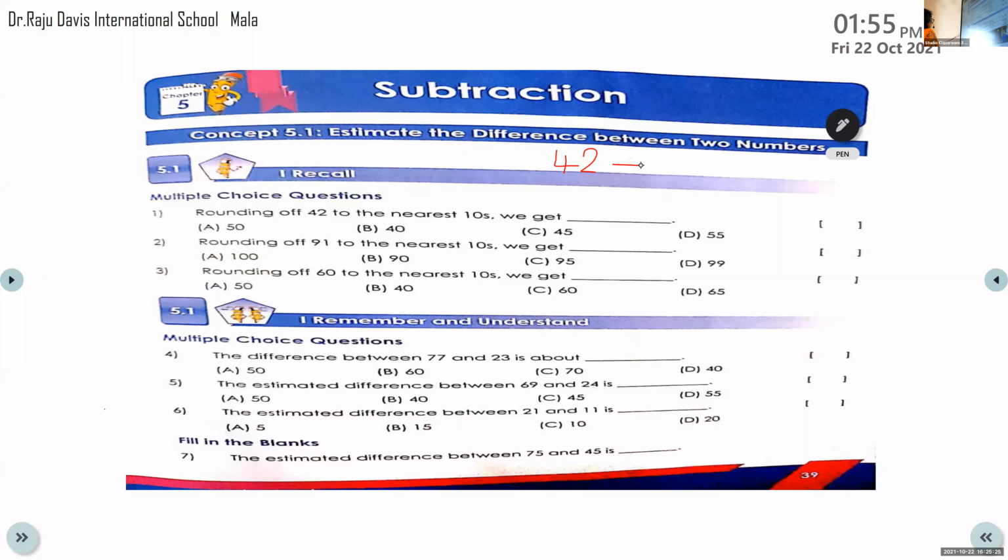What will you do over there? What are the rules to be followed to estimate the number? What are you chewing now? How will you estimate it? 42 is the number given. And you are saying that you have done the homework by yourself.